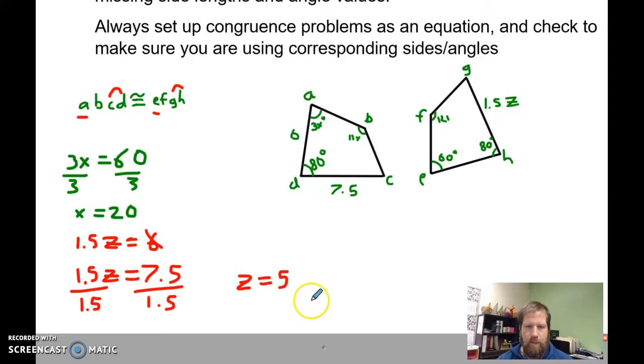So, once again, make sure that you have the right corresponding sides or angles so that you're using the right values, and set it up as an equation. Use your steps. These are mostly single-step equations. They should be fairly quick to solve, but if you get lazy and you don't write them out, it is easy to make mistakes.